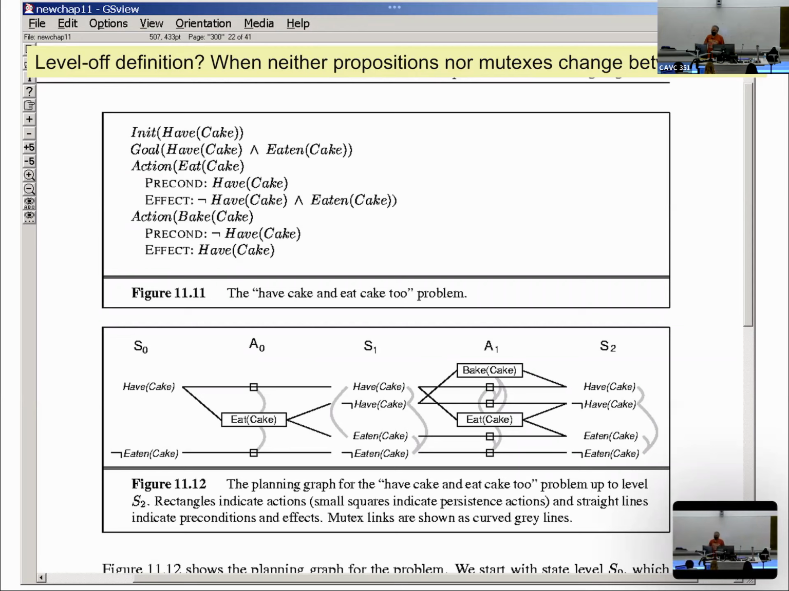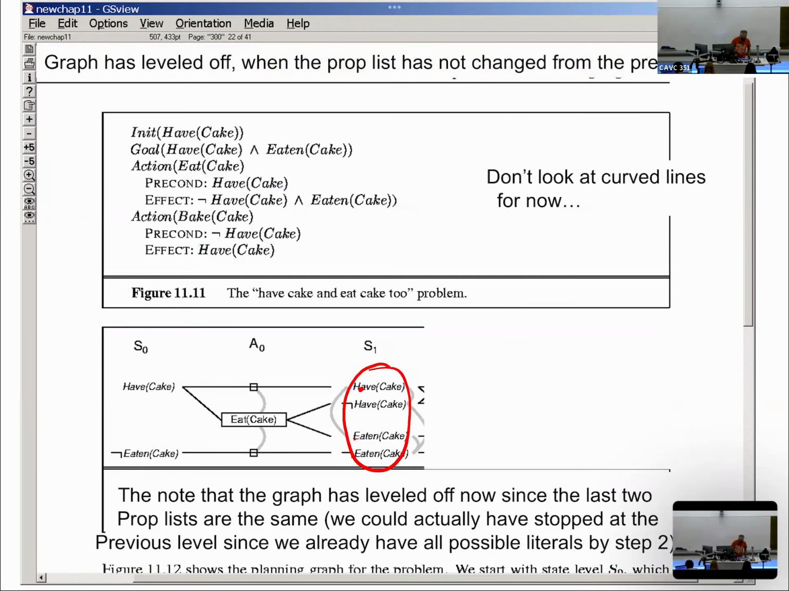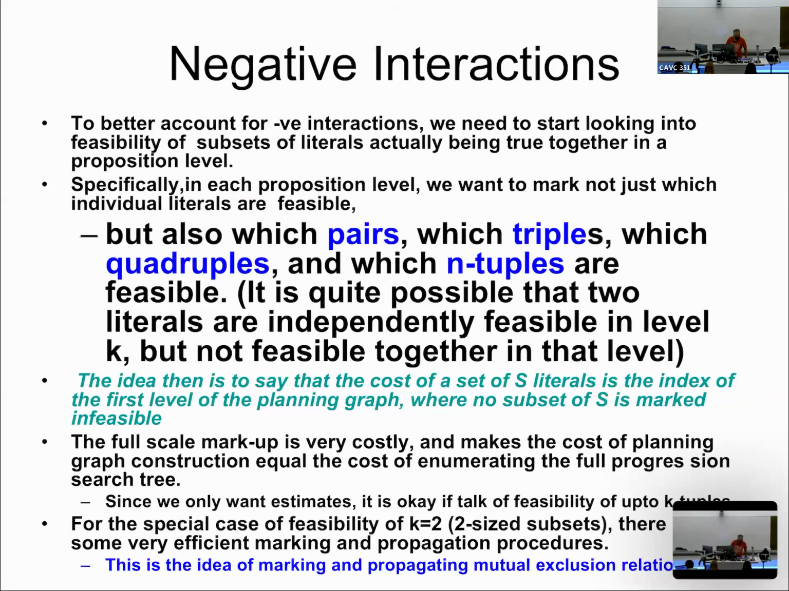You see what I'm saying? So you propagate the mutual exclusion relation with some simple rules. Two actions are mutually exclusive if any pair of their preconditions are mutually exclusive. Two conditions in the proposition list are mutually exclusive if every way of doing the first one is mutually exclusive with every way of doing the second.